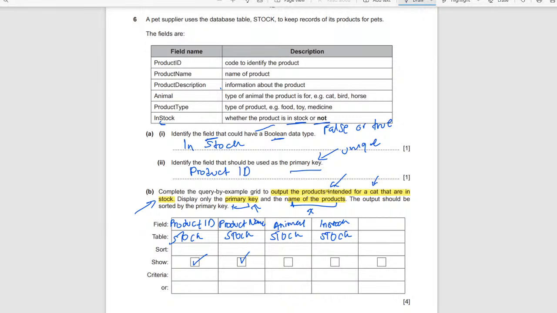It then says output the products intended for a cat, only for a cat. So here you'd write cat. The criteria should be a cat, and that are in stock. So the thing should be yes or true. You can write any of that. So this was an easy question. We did it. Okay, so we're done with this.